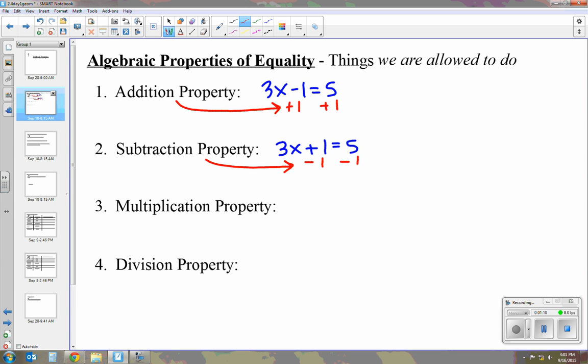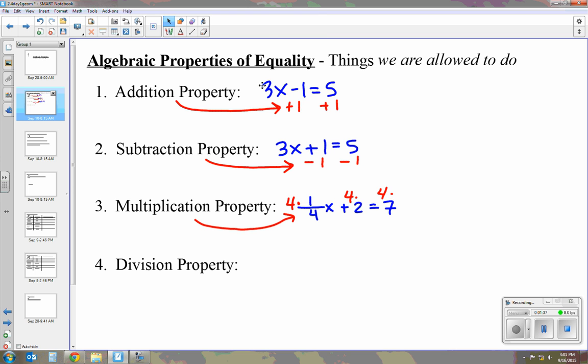Now the next one might not be as familiar, but let's say we have a fraction like 1/4 x plus 2 equals 7. Whenever we have a fraction, to get rid of that fraction, we multiply everything by the denominator. When we do that, that is our multiplication property of equality. Whenever we start with a fraction, it's good to get rid of it using multiplication.